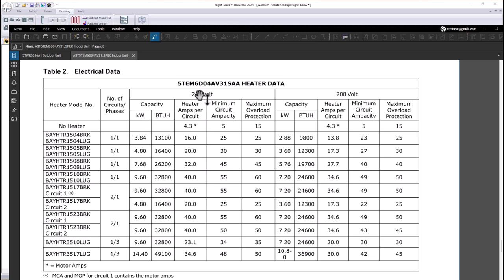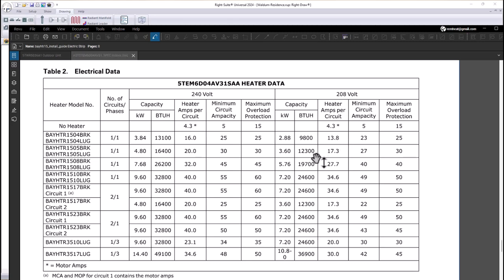Kilowatts capacity. It's not going to be 240, it's going to be 208. And then, see, this is the heater data. Capacity kilowatts. It's not going to be 2.8, it's not going to be 3.6. There you go, I have 10.8. So in this 10.8, what does it say? It says 3517. Honestly, I'm not very happy with this, but let's see.